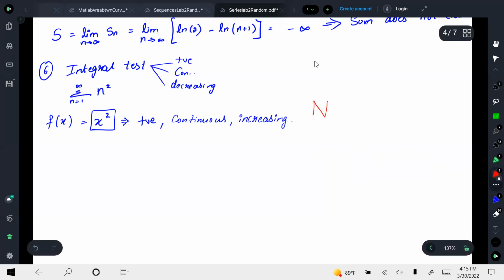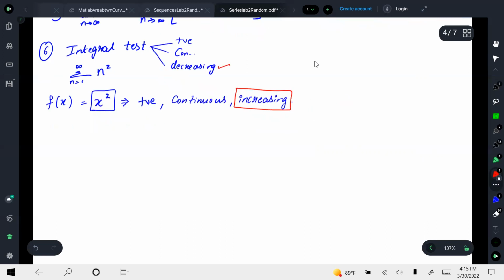You cannot. Okay, why? We want it to be decreasing, not increasing. We don't want a function to be increasing. It has to decrease, and also it has to be positive. So it doesn't meet the conditions of the integral test. It is not satisfying the conditions of the integral test, so we cannot apply the test for this function.